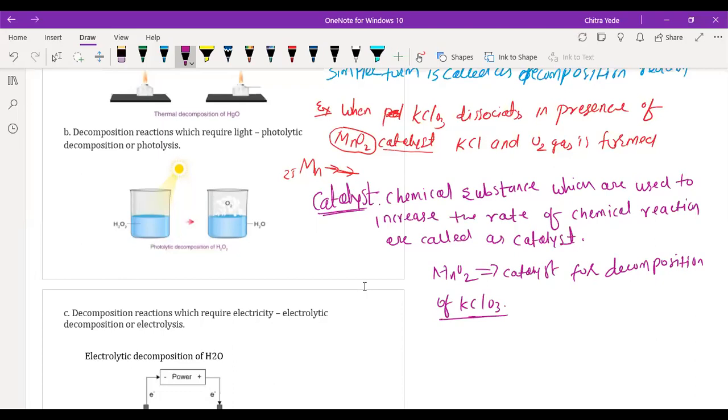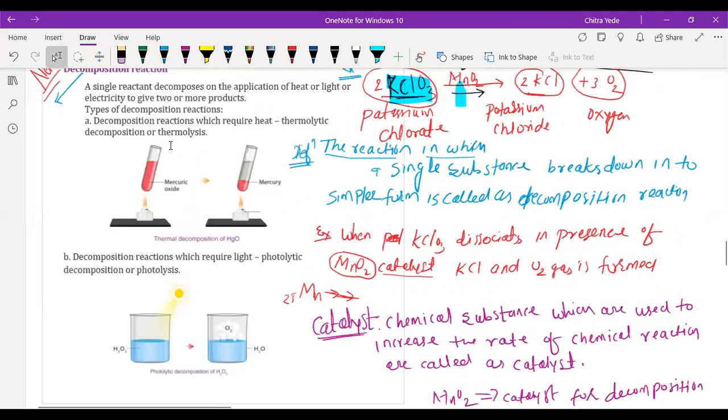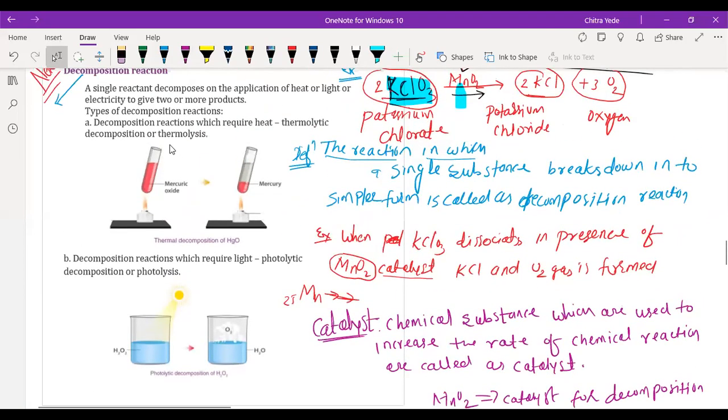Next, here we have a few more examples. Mercury oxide is HgO. When it is heated, mercury oxide dissociates to form mercury, Hg, which is separated out, and oxygen gas is released. Again, in order to balance, I'm going to write 2 here and 2 here. Now the reaction is balanced.